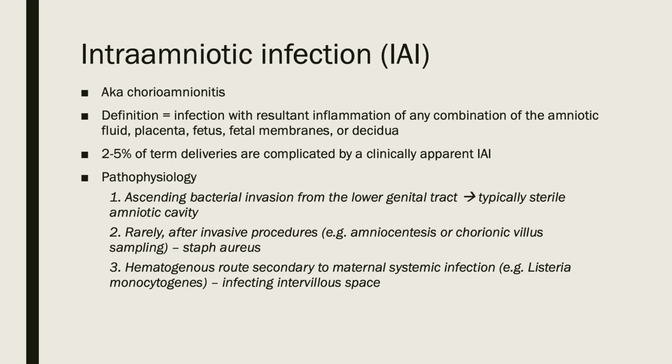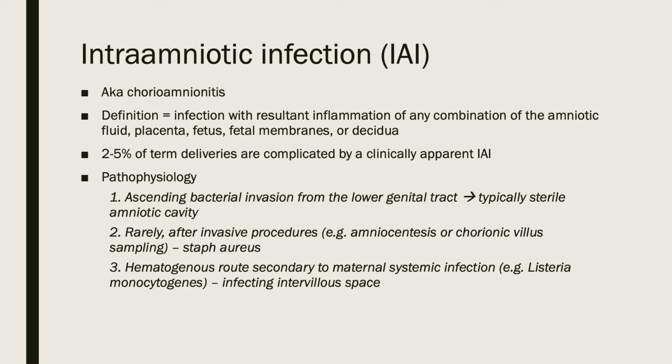Intraamniotic infection, for short IAI, is when there is an infection that results in inflammation of any of the combination of these structures: the amniotic fluid, placenta, fetus, fetal membranes, or the decidua. This is why we are moving towards calling this inflammatory process intraamniotic infection versus chorioamnionitis, as the latter does not encompass the other structures. And this can affect 2 to 5% of term deliveries.